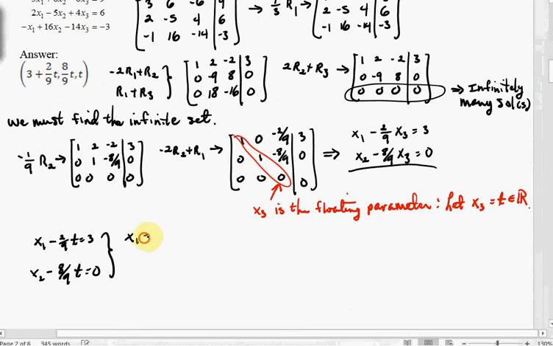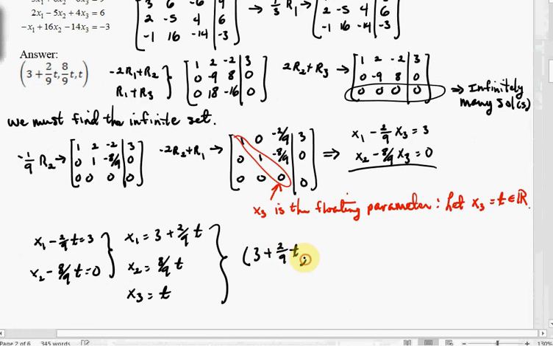So this gives us x sub 1 is equal to 3 plus 2 over 9t. X sub 2 is equal to 8 over 9t. And x sub 3 is equal to t. Right? So your solution set is that. X sub 1 is 3 plus 2 over 9t. X sub 2 is 8 over 9t. And then x sub 3 is t. That's the solution that you have to give me.